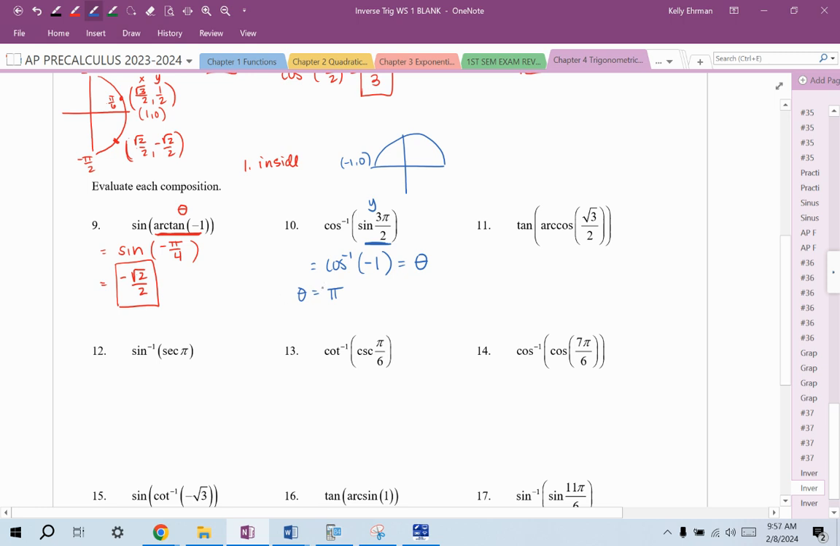You don't have to write theta equals pi. I'm just doing that to remind you what we're looking for. This would be like the sine of -π/4 is saying like what's the y coordinate. So this could have been like y equals.